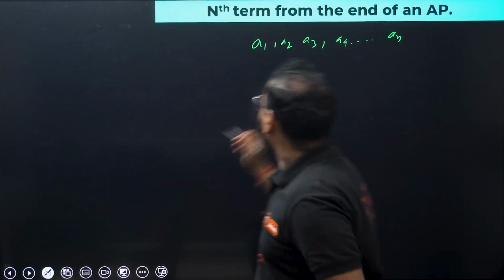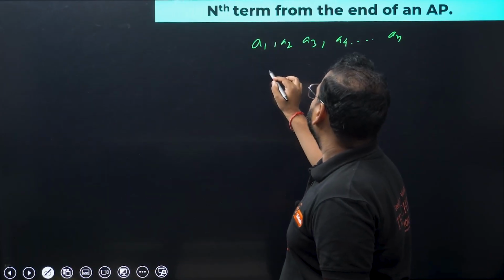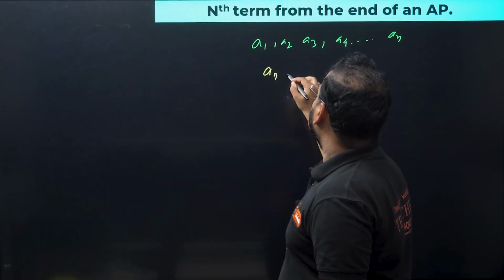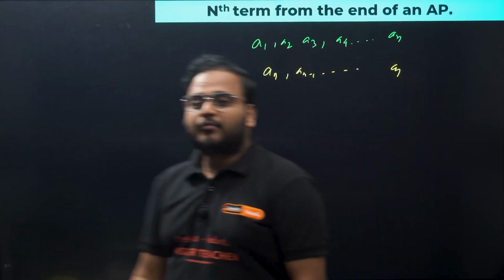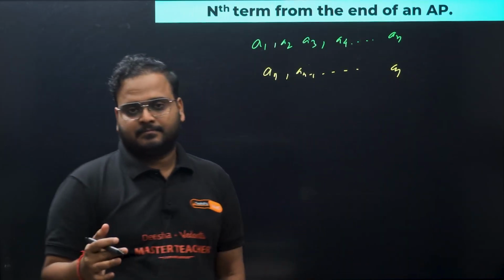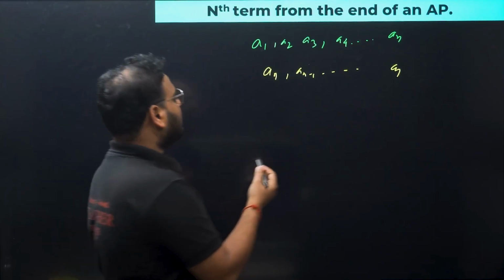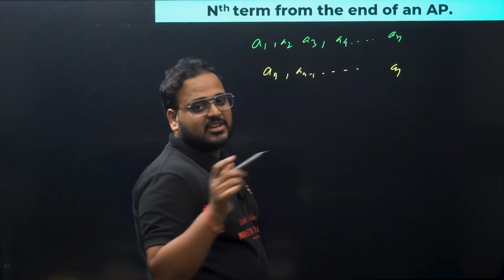So if I have here again an minus 1, reverse till a1. How do you find the nth term from the end? The formula remains the same, just there's a change in difference.